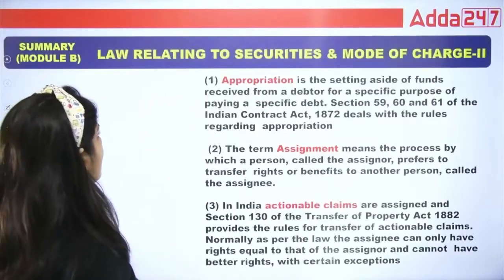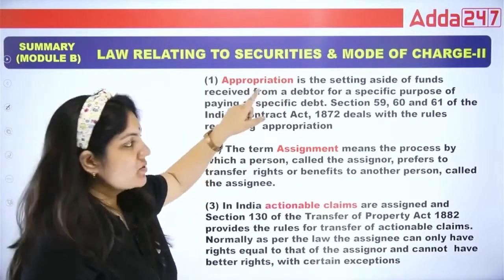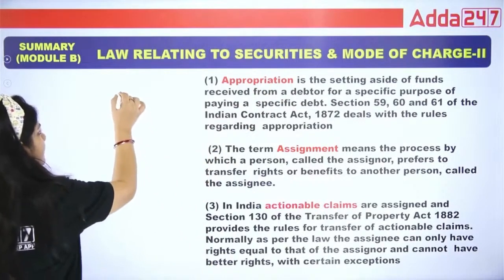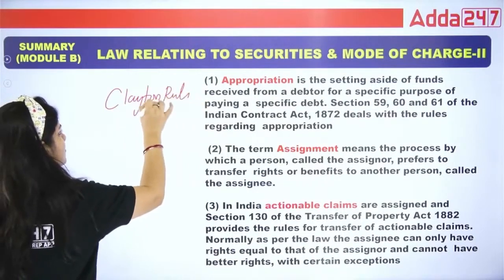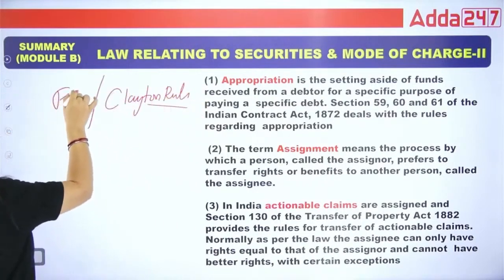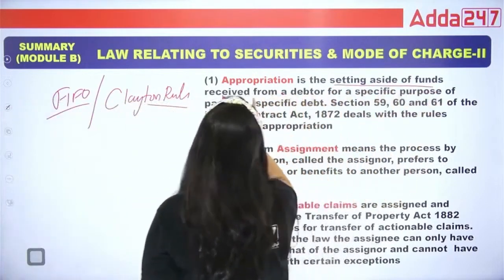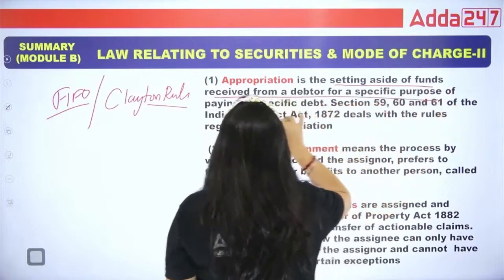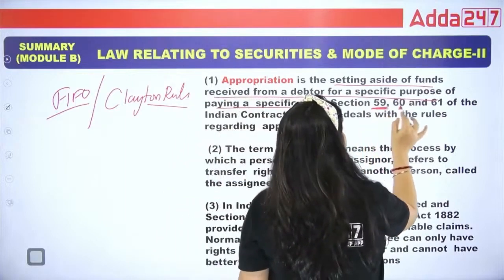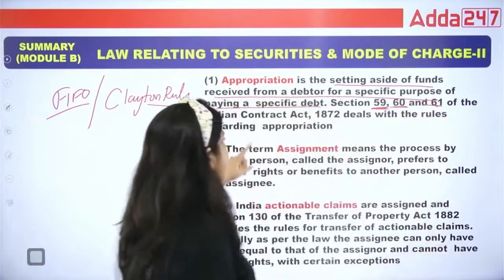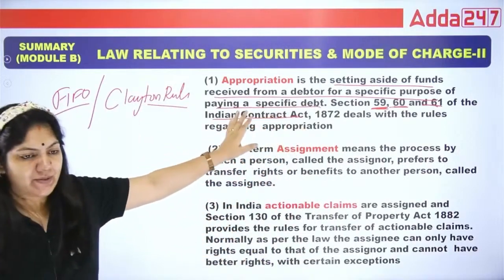Next, what is appropriation? Again, this is the second part of this chapter. I think we have done the Clayton rule, which is also known as FIFO, first in first out. Appropriation is basically setting aside of funds received from the debtor for the specific purpose of paying the specified debt. The sections involved are 59, 60 and 61 of the Indian Contract Act. That can also come in the form of a question.